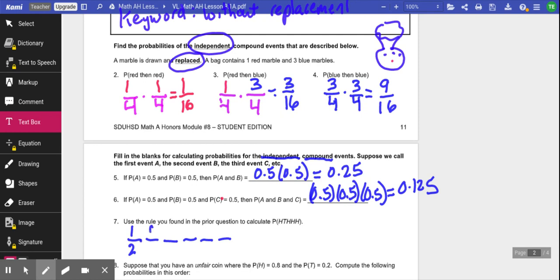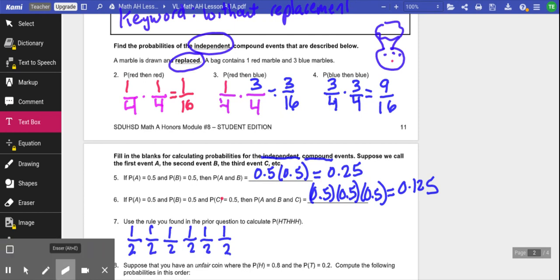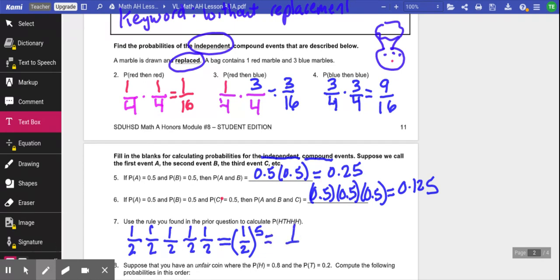So then again, I get 1 out of 2, and then 1 out of 2, and then 1 out of 2, and then 1 out of 2, and then 1 out of 2. I have to have 1, 2, 3, 4, 5. I put too many 1 out of 2s. I should have 5 of them. Okay, so then I'm multiplying that. So this is really just 1 out of 2 to the 5th power, which is 1 out of 32.